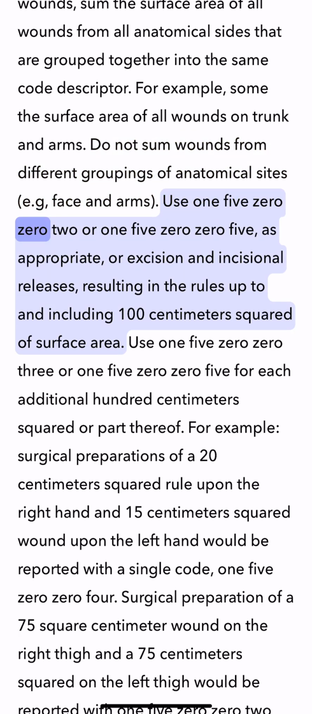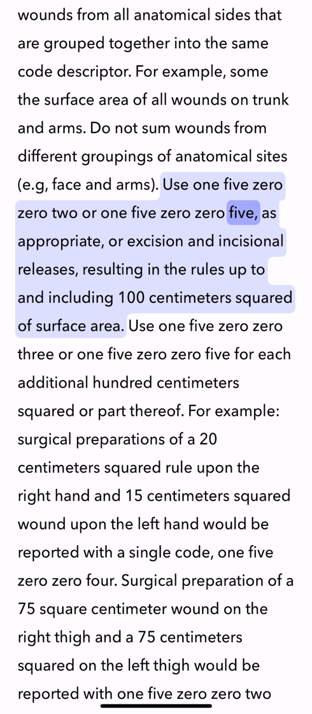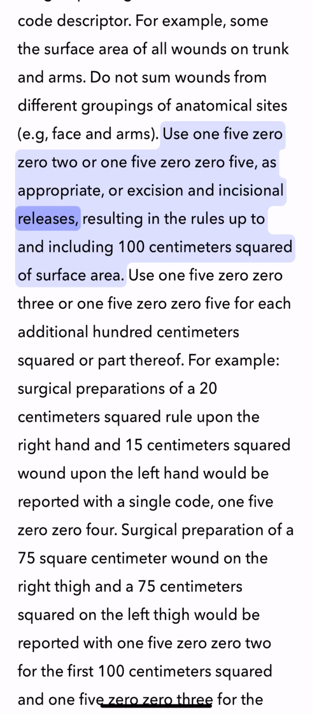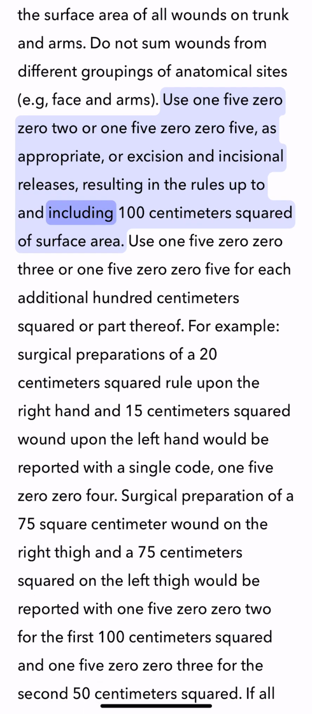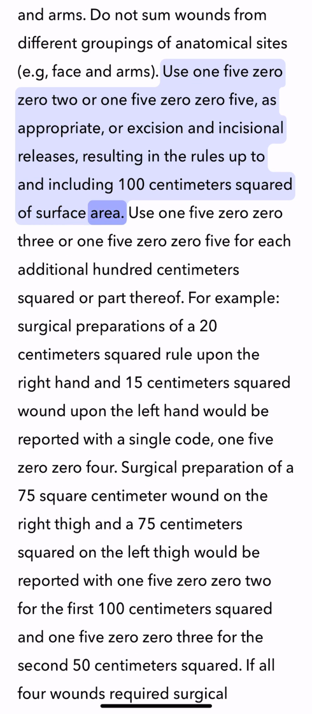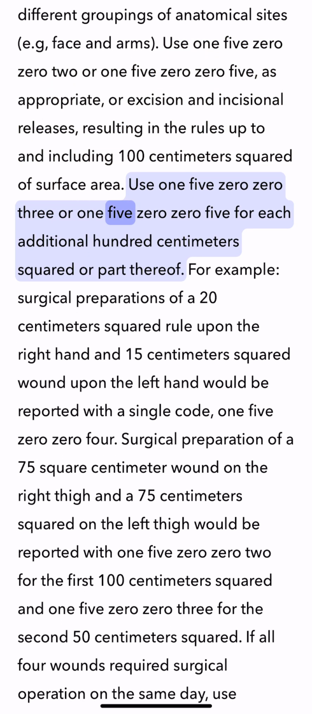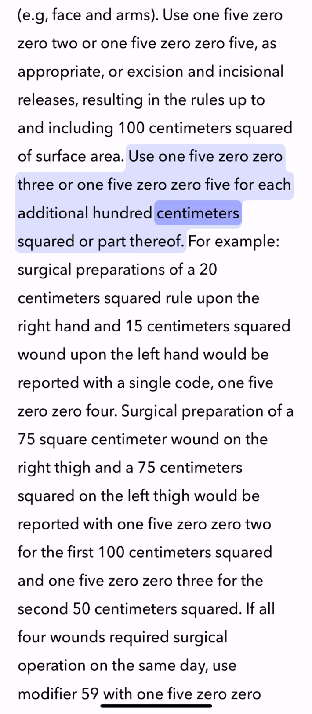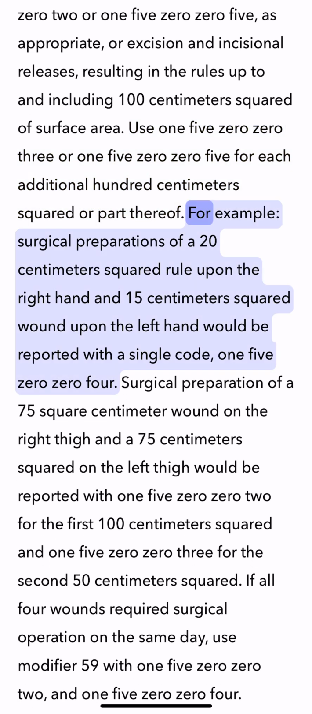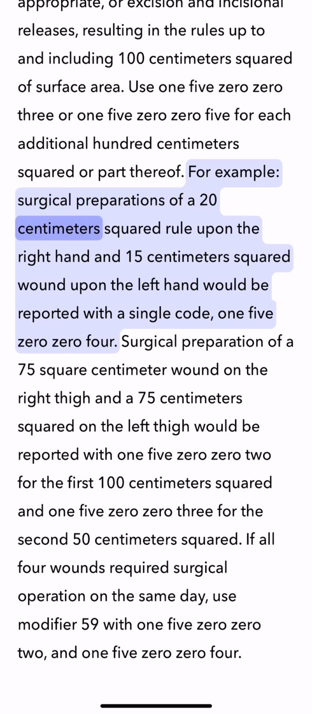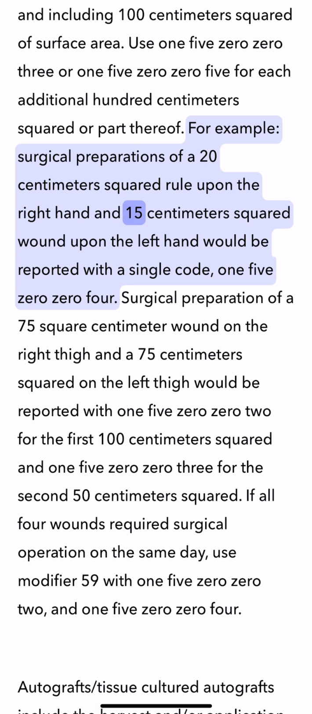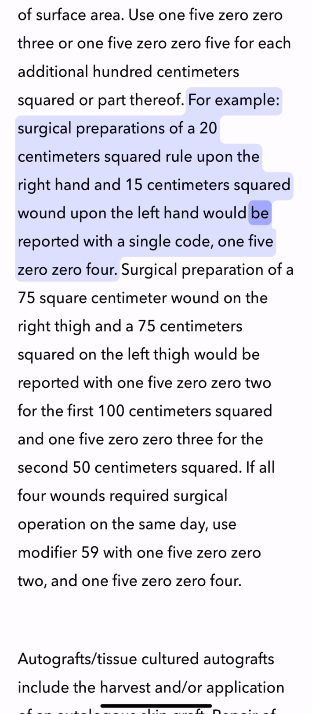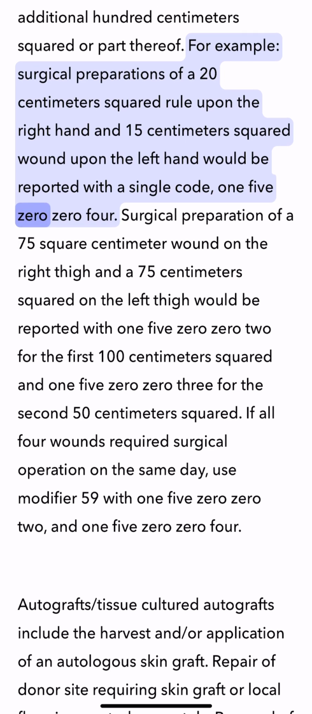Use 15002 or 15004, as appropriate, for wounds and incisional releases resulting in wounds up to and including 100 cm² of surface area. Use 15003 or 15005 for each additional 100 cm² or part thereof. For example, surgical preparation of a 20 cm² wound on the right hand and a 15 cm² wound on the left hand would be reported with a single code, 15004.